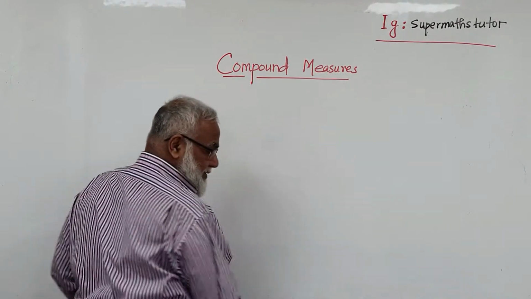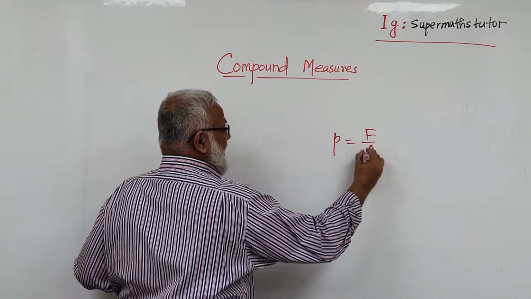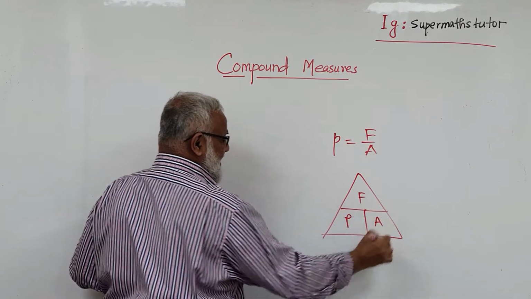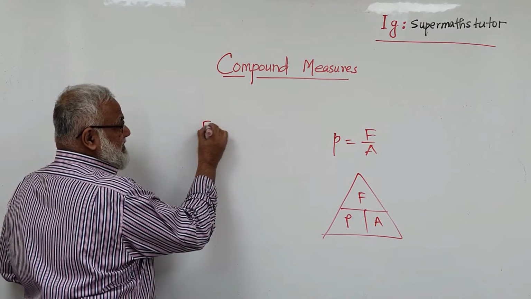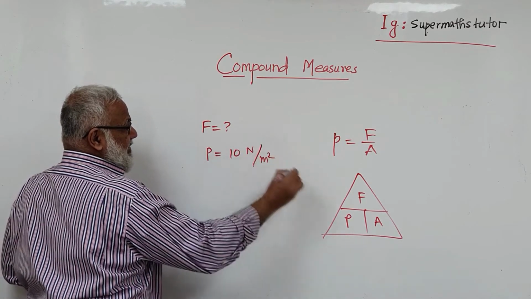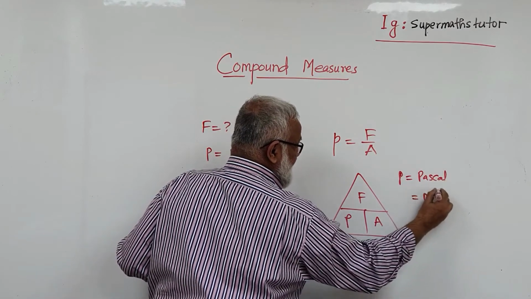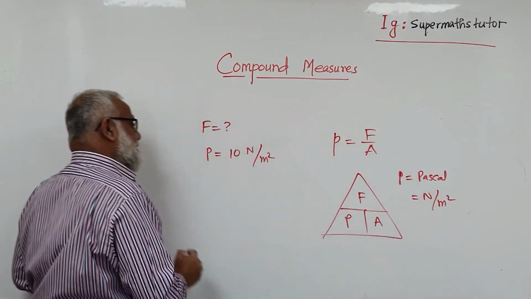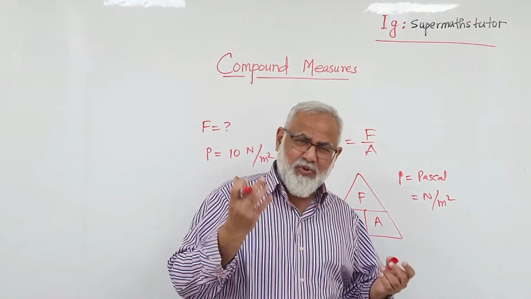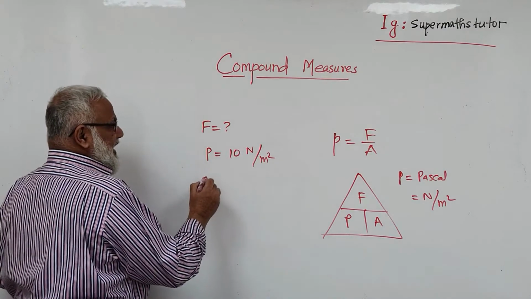And the last but not the least is the pressure. The pressure is force upon area. If I use a triangle formula, then the pressure is force divided by area. If I ask you to find the force, then pressure will be given, say 10 Newton per meter square. Pressure will be given in Pascal or sometimes Newton per meter square. This is the unit of pressure. Sometimes it's Spanish for some people because it's a new word. You need to remember it. It's very simple.